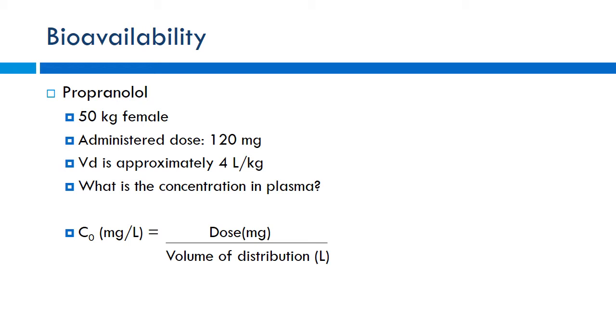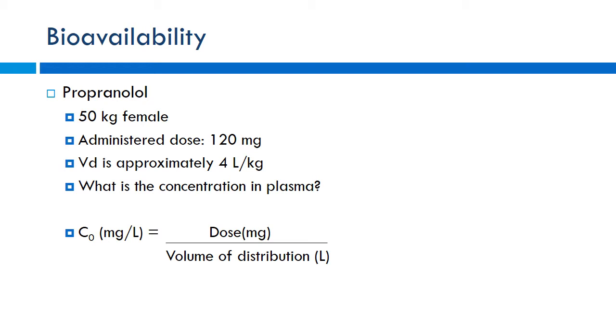We already know that the volume distribution is approximately 4 liters per kilogram, right? So we figured out what it was for that 70 kilo guy, and now we can transport that number, and assuming that's the population average, we can apply that to other patients now. So we say, okay, this 50 kilogram female should have a volume distribution of roughly 4 liters per kilogram. So what would that concentration be in the plasma?